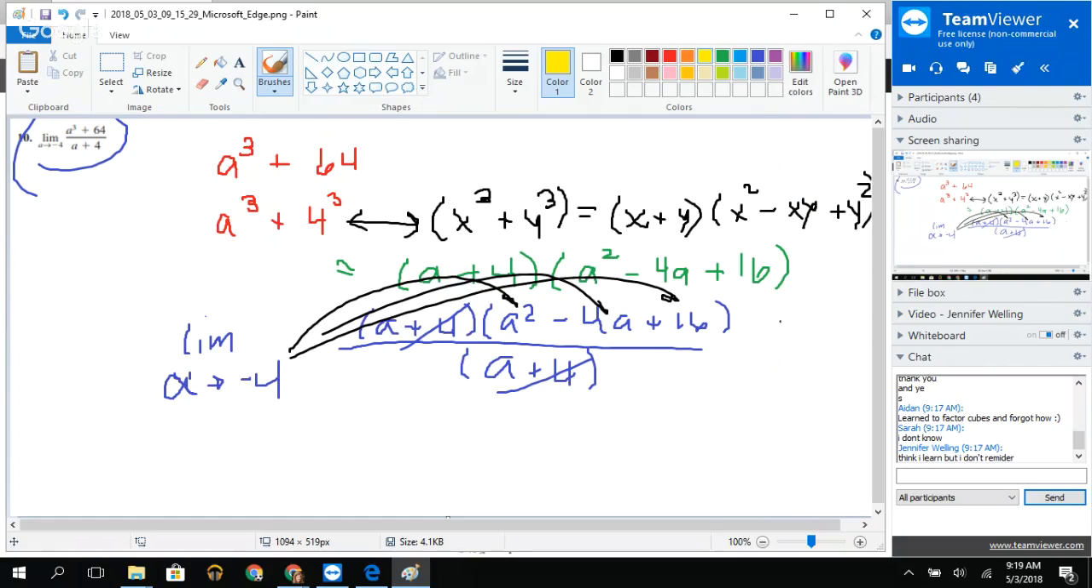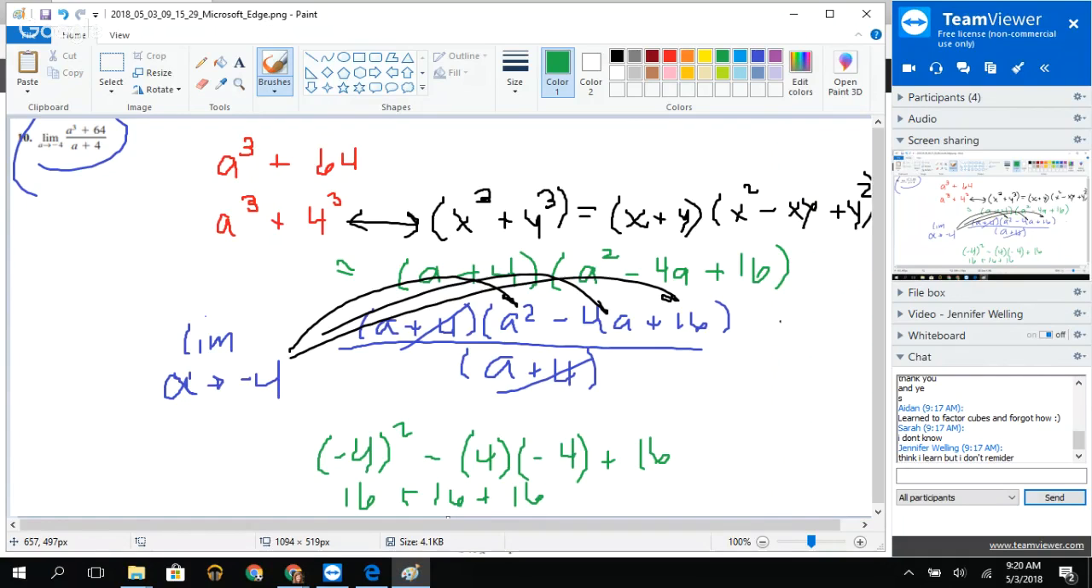So I end up getting -4 squared minus 4 times -4 plus 16. So I end up with 16 plus 16 plus 16, which is 48.